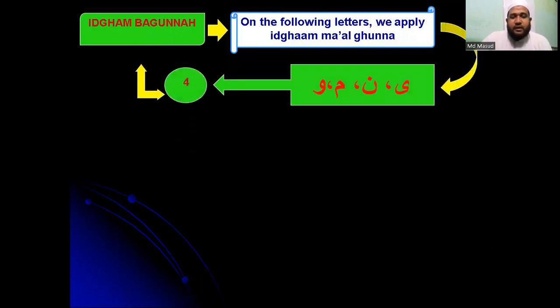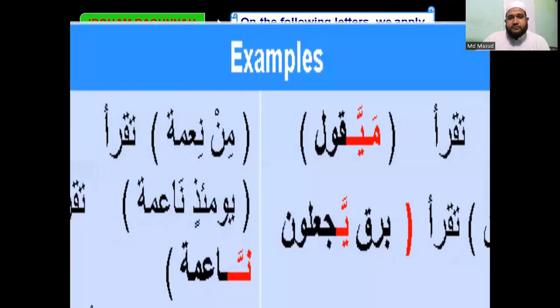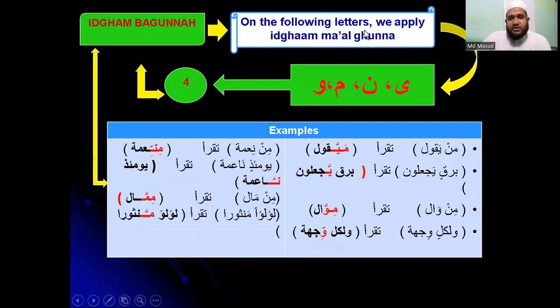The first one is Idgham Bighunna. Bighunna means Ma'al Ghunna, with ghunna, that we will pronounce them with the nasal sound. So on the following letters, we apply Idgham Ma'al Ghunna. If Noon Sakin or Tanween is followed by Ya, Noon, Mim or Waw, we will use Idgham Bighunna. We will apply this. So there are some examples.